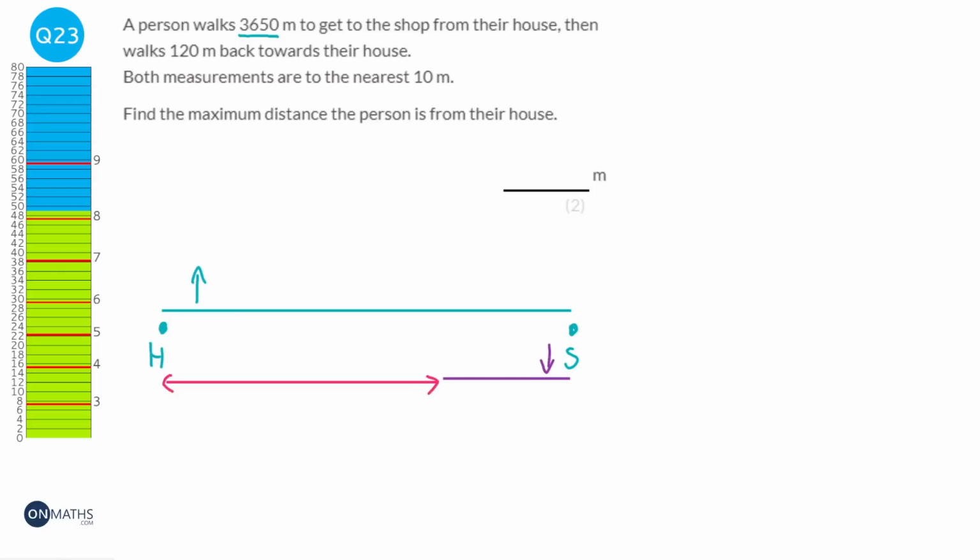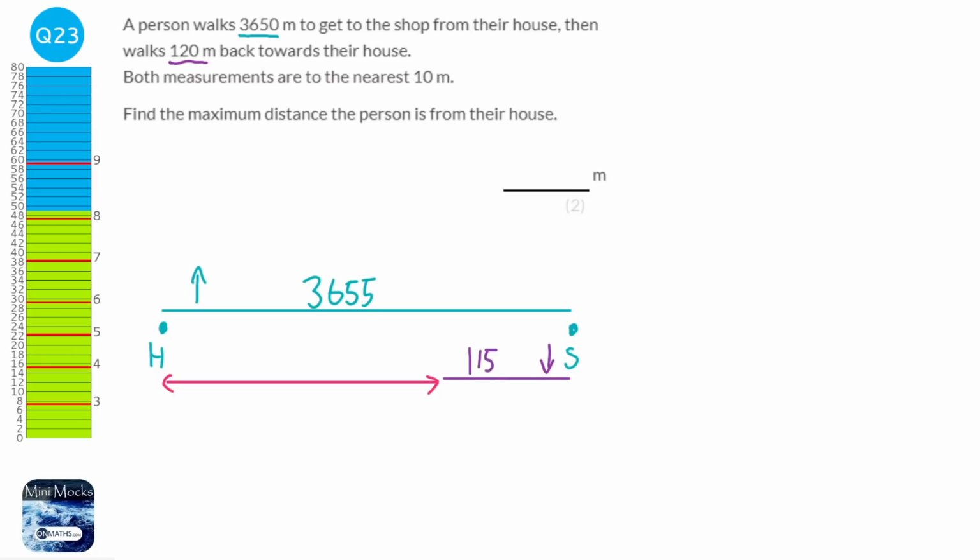A trick you can do to find out what the upper bound is going to be is just half the accuracy. So 10 meters to the nearest 10, half of that would be 5, and then just add that on. So that's going to be 3,655. That's the upper limit. We want to minimize this distance, which is 120. The accuracy is still 10 because it says both measurements are to the nearest 10 meters. So we're going to halve that accuracy. 10 would be 5, and this time we're going to take it away. So 120 take away 5 would be 115.